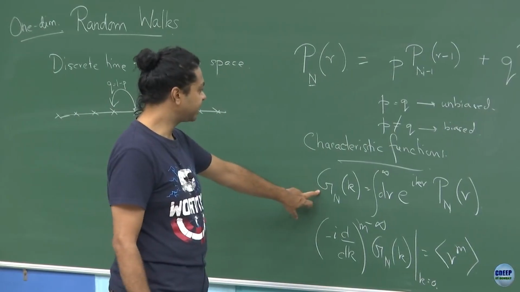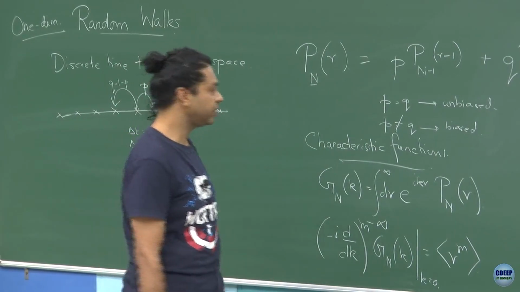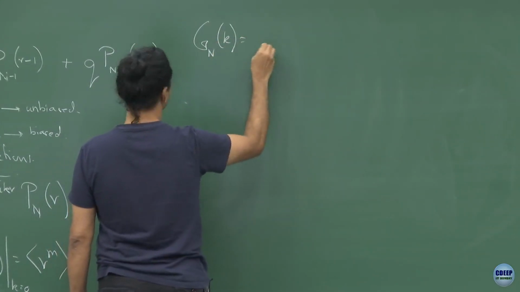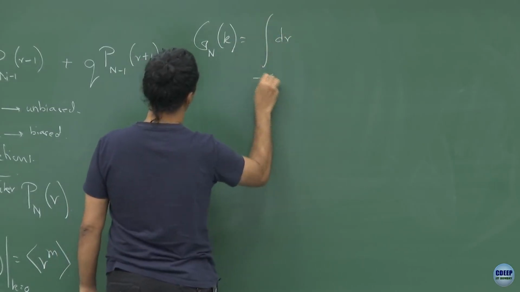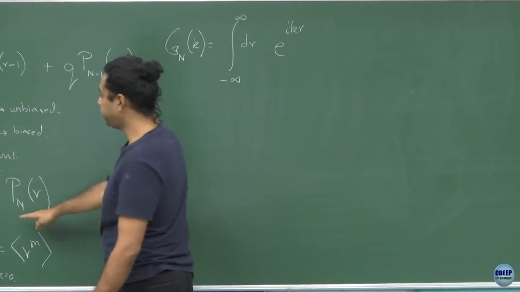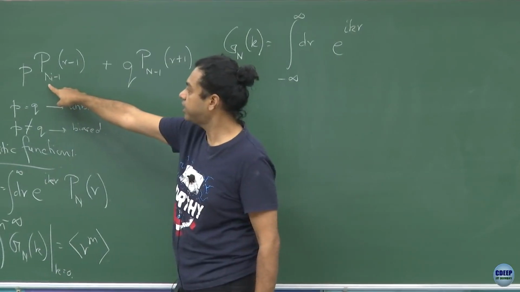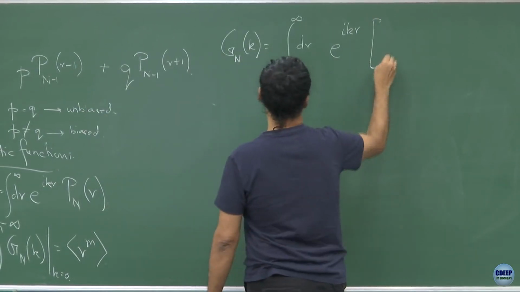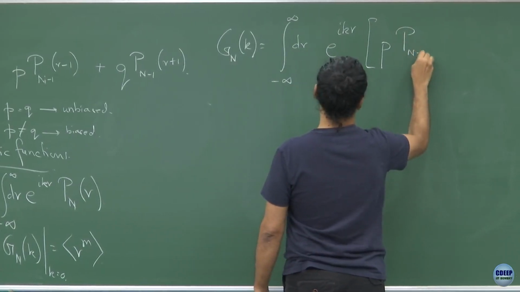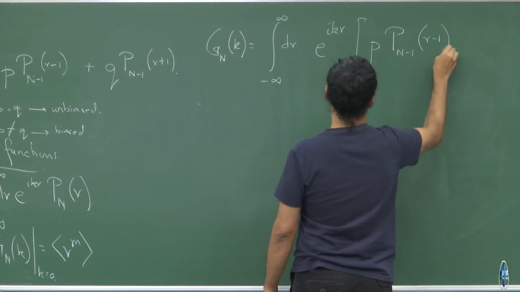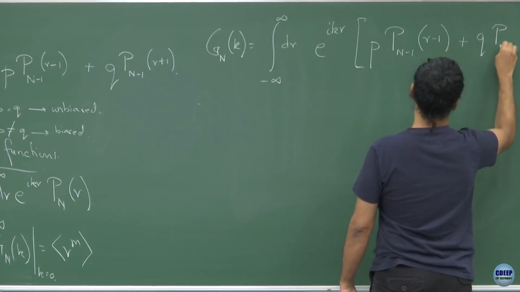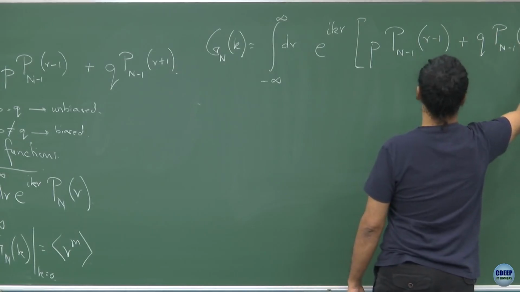All right. So I want to find the characteristic function of this P_n of r. I write g_n of k equal to the integral dr from minus infinity to infinity of e to the power of i k r P_n of r, and in place of P_n of r I substitute this relation. So I have p P_{n-1} of r minus 1 plus q P_{n-1} of r plus 1.